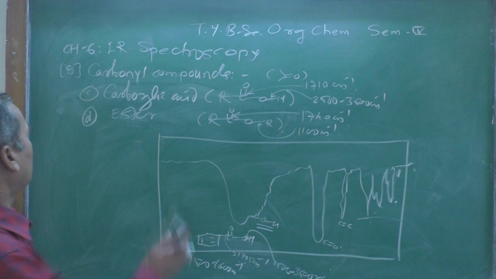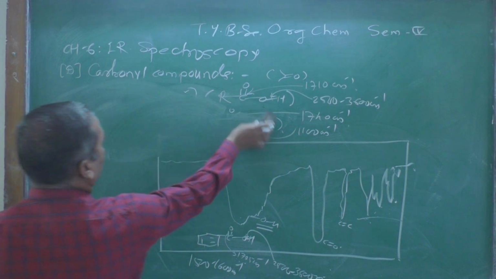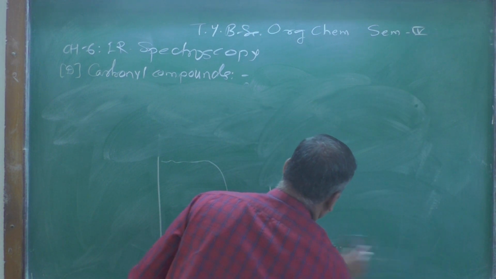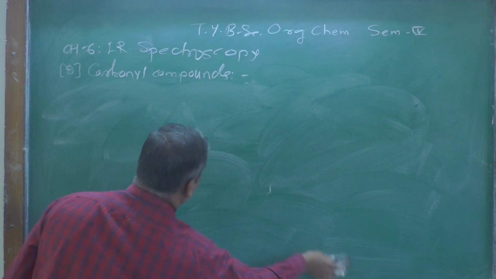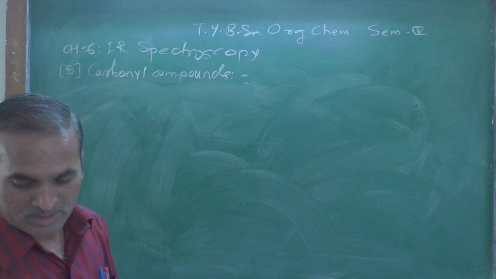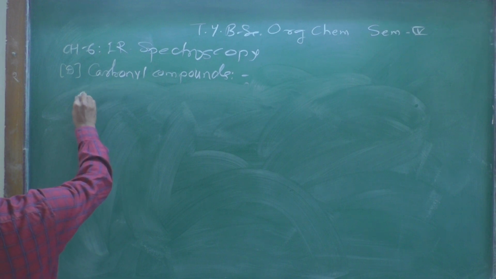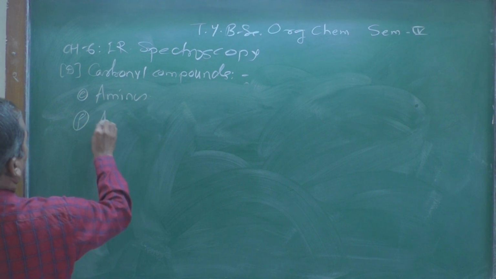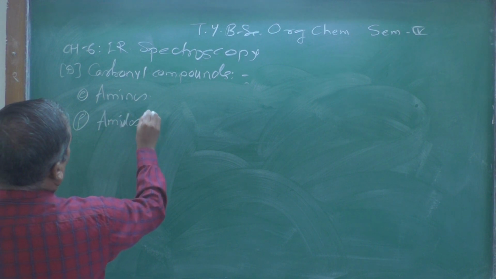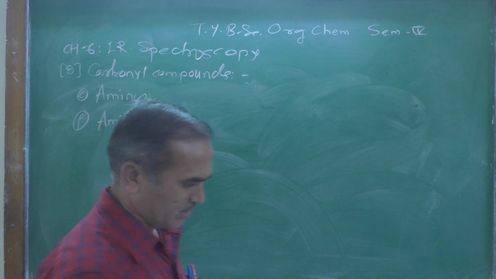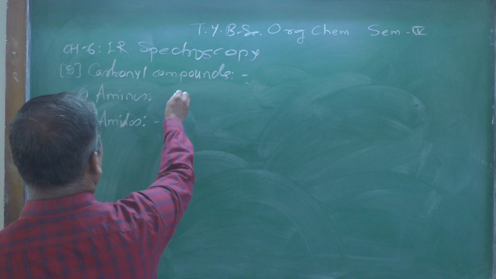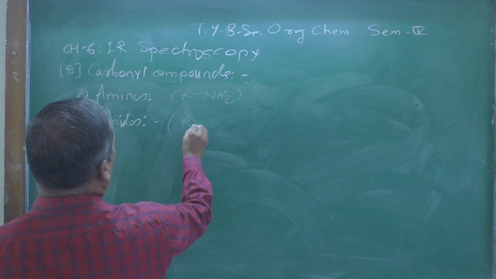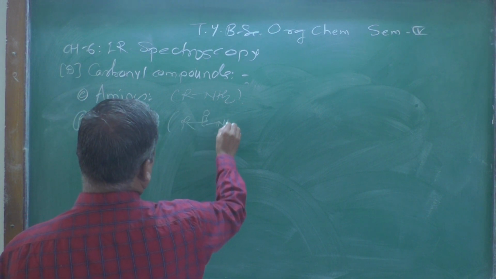Next point is amines and amides. Let's see what those structures are. Here generally A, B, C, E, F may be amines, and the next ones are amides. The general formula of amines is RNH2, whereas amides are RC double bond O NH2.